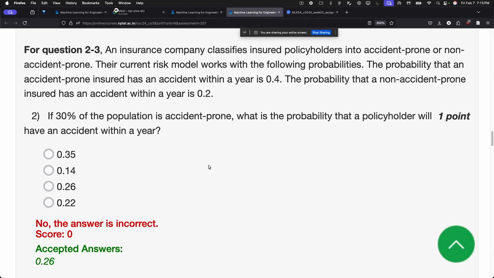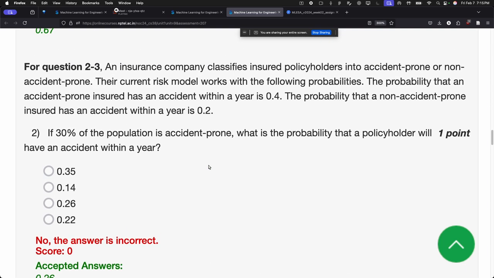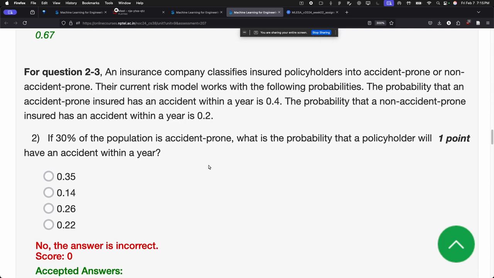Coming to the next question. An insurance company classifies insured policyholders into accident prone and non-accident prone. Their current risk model works with the following probabilities. The probability that an accident prone insured has an accident within a year is 0.4, while the probability that a non-accident prone insured has an accident within the year is 0.2. If 30% of the population is accident prone, what is the probability that a policyholder will have an accident within a year?